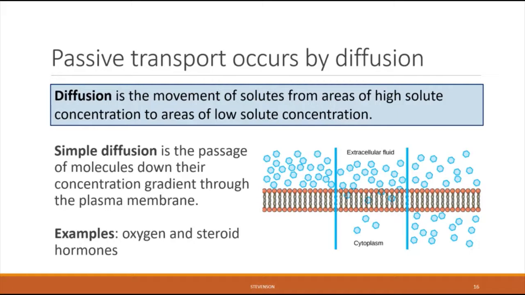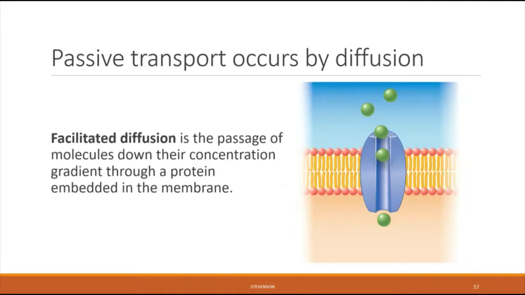So if most molecules can't walk through walls, how do they get inside or outside of the cell? Well, they use doors or windows. Another type of passive transport, another type of diffusion, is called facilitated diffusion. If simple diffusion is walking through walls, facilitated diffusion is using a door. And that door is made of protein.